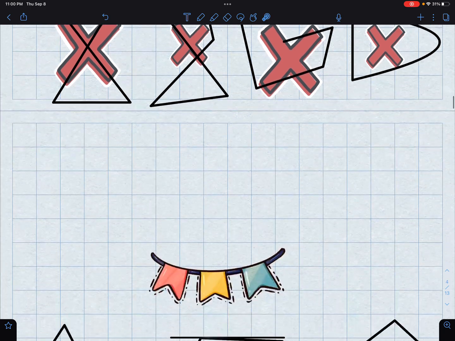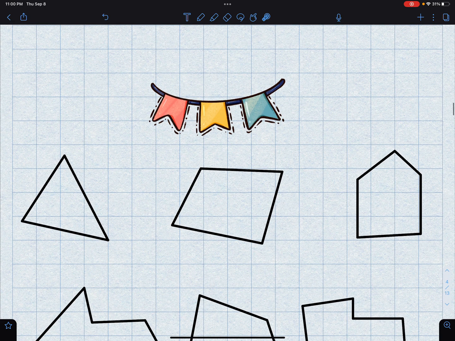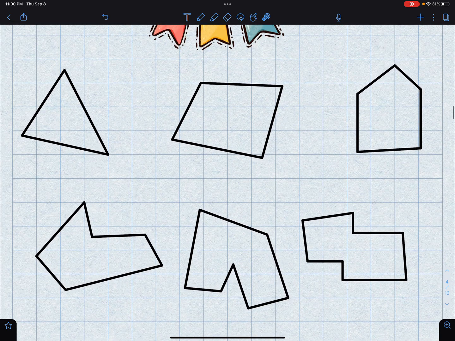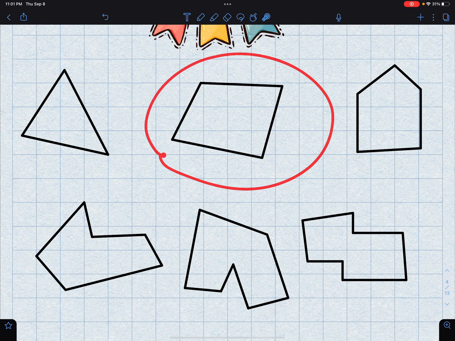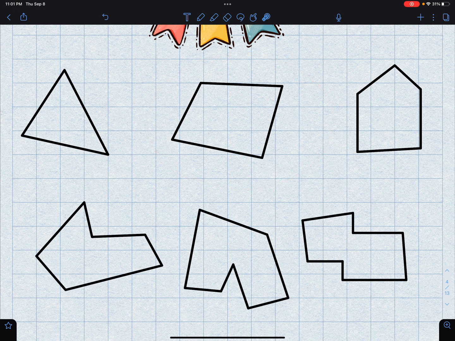Okay, let's look at some examples that are polygons. Yay, these are all polygons. Okay, so the first one, I'm going to give it a name. Obviously you know what this is. This is a triangle. It has 3 sides and it has 3 vertices. That means 3 angles or 3 vertices. It's the plural of vertex. The next one, this is a quadrilateral. It has 4 sides and 4 vertices.